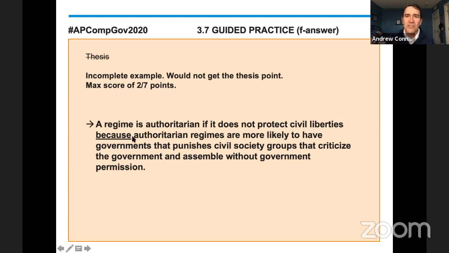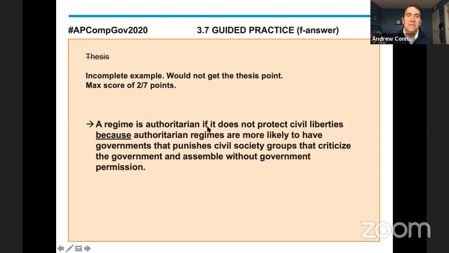I wanted to show you this as an easy way that a student thinks they're writing to the question, is trying to answer this question with an argument, but maybe is less complete and isn't focused on answering the prompt, and all of a sudden doesn't get the thesis point, and all of a sudden they're looking at a maximum score of 2 out of 7 on the first FRQ. So don't do this. And I want you to point out why this wouldn't work.